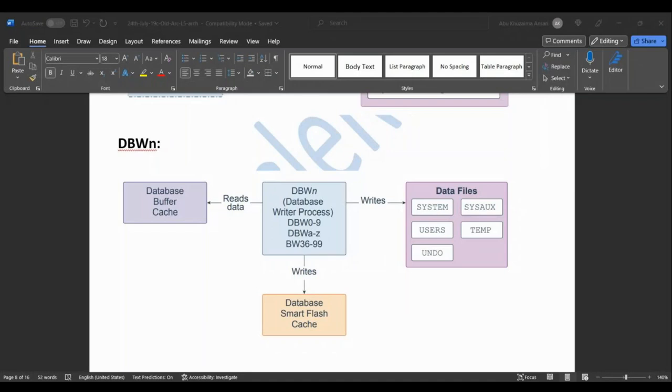DBWR is a very lazy person actually. Whenever there is no space available in the database buffer cache, the server process will signal the DBWR: boss, write the dirty buffer so that I can perform the next transaction. Then DBWR wakes up and writes the dirty buffers. From which list will it check? Okay, yesterday we did that. From which list will it check?